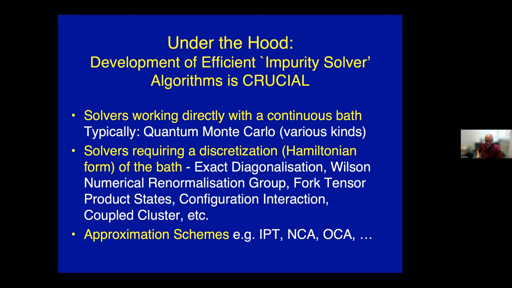I have one additional question, if Sarah permits. I absolutely go for it. Do you see some hope in the future to map the quantum impurity problem to an algorithm suitable for a quantum computer?